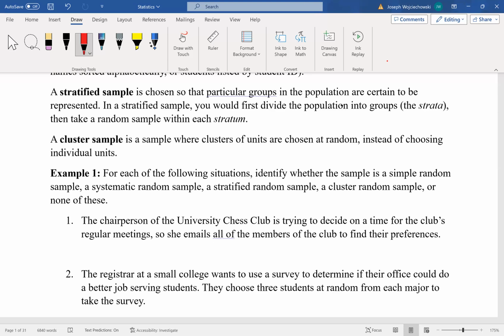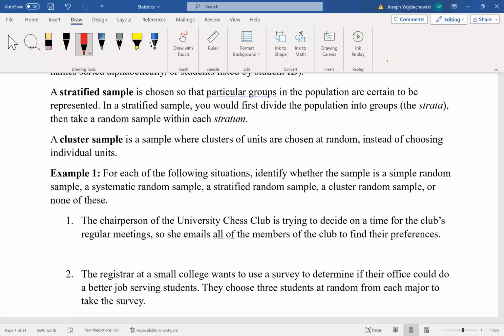A cluster sample is a sample where clusters of units are chosen at random instead of choosing individual units. It might be people that lived on a block, that could be a cluster, or anything of that nature.